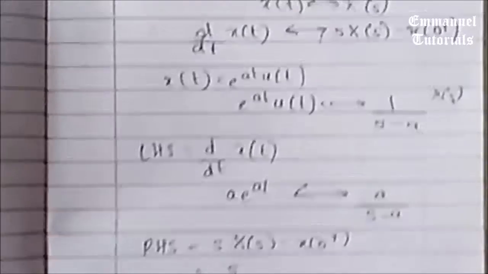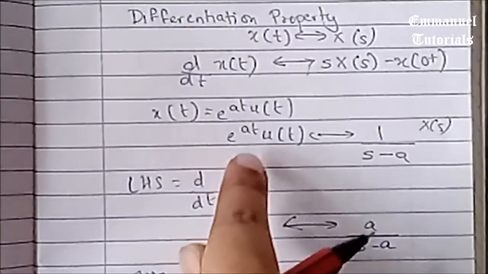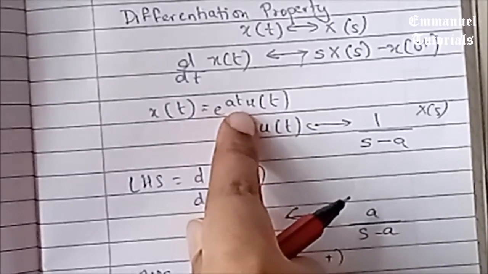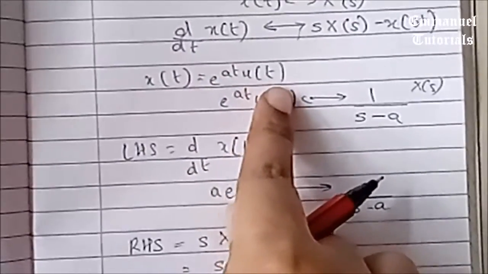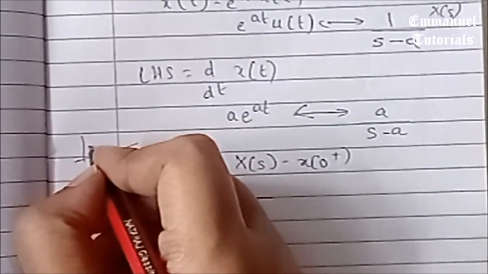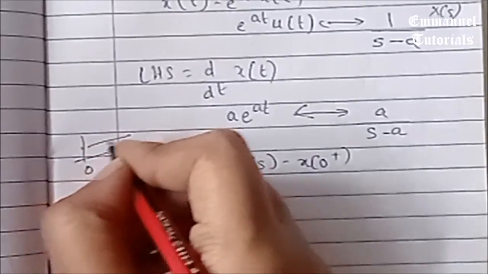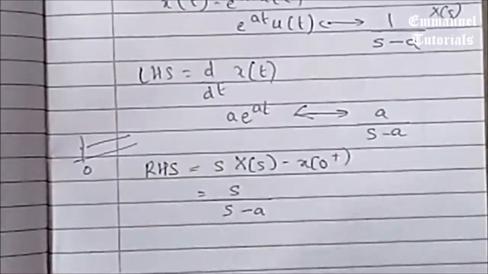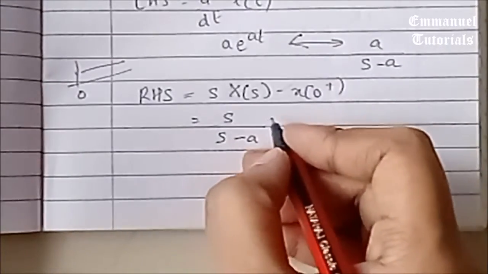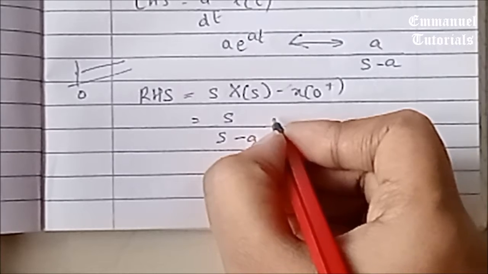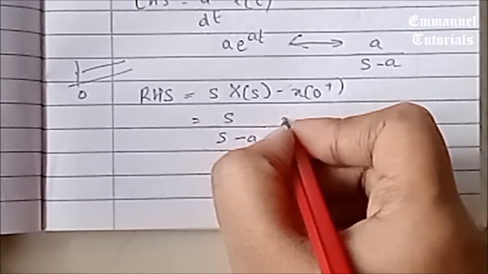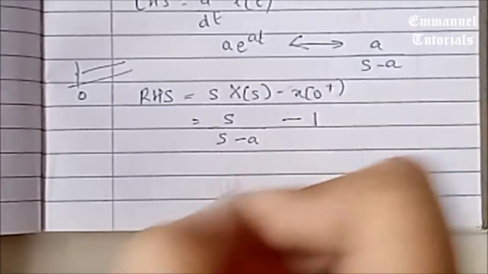minus x of 0. X of 0 for us will be e raised to 0, which is 1, and u of 0. U of 0, the unit step signal is what? This kind of a signal. So at 0 the value is 1, and similarly at other values. So u of 0 is 1, that we know. So 1 into 1 is 1. So it will be minus 1.